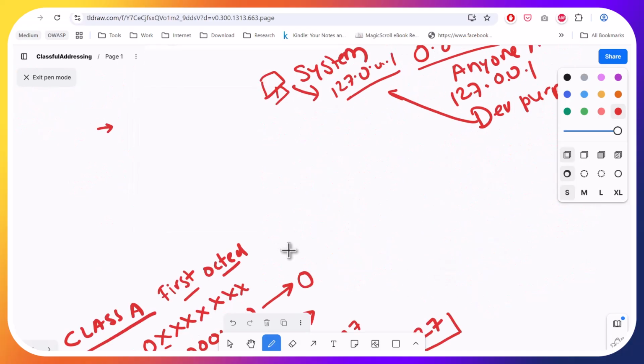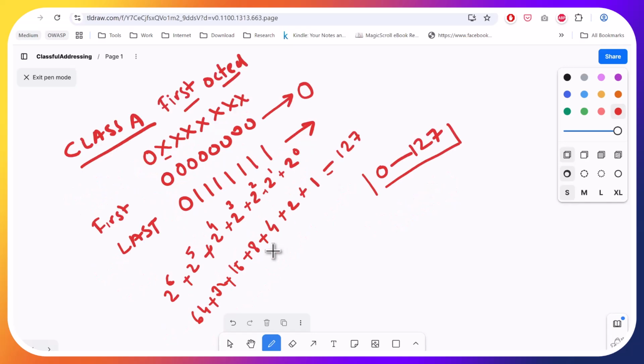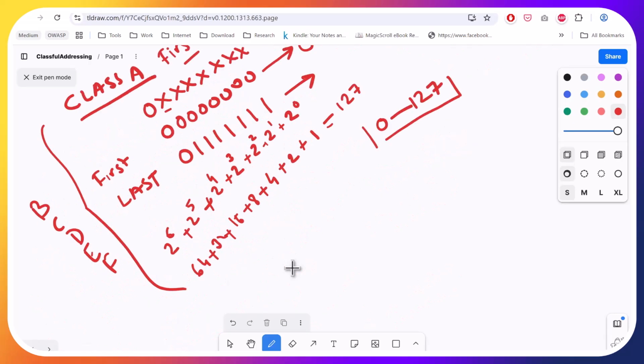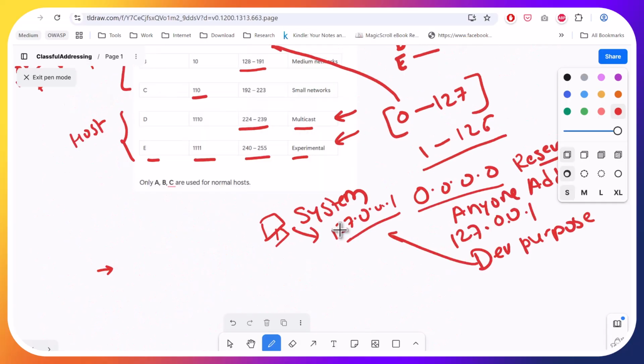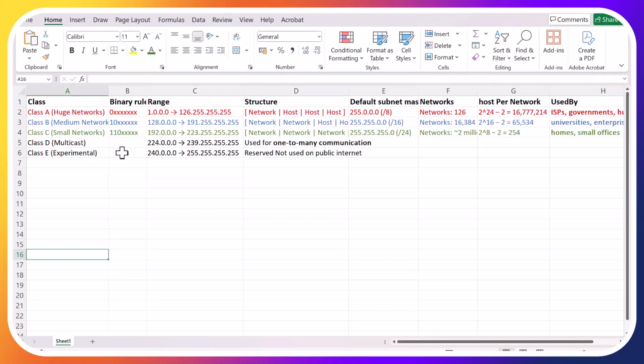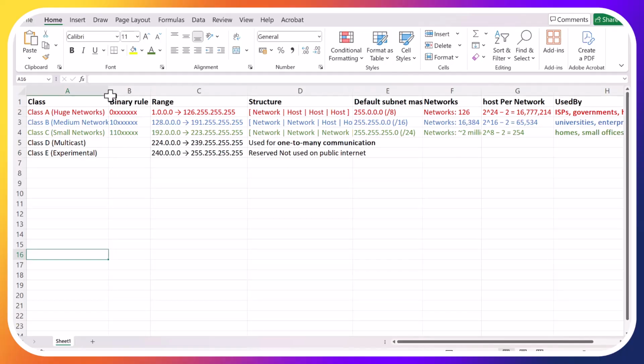So similar way, whatever we calculated here, right? Similar way you can calculate for other classes B, C, D, E, F, not F, only E. Okay, you can calculate. Now I have prepared one extra Excel to give you more beautiful representation of it.